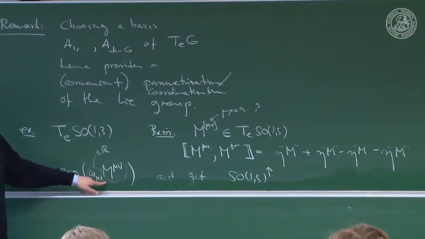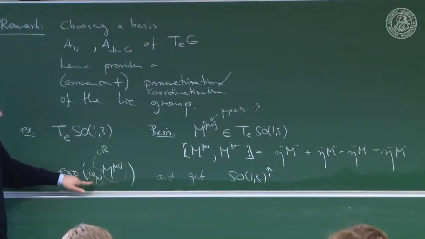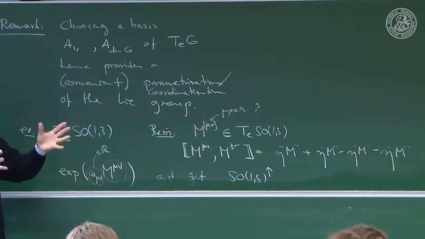Okay, anyway, this is what we do in physics very often. We say these are the elements of the group, and this parameterizes the group. It's like coordinates on the group manifold, right?